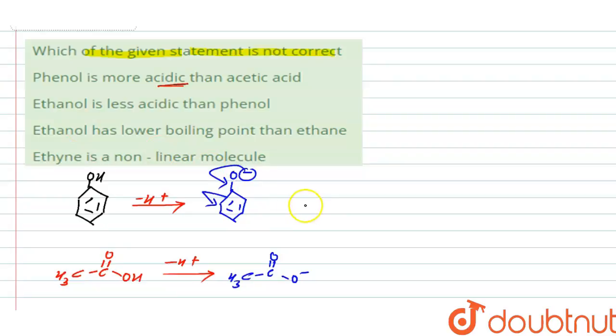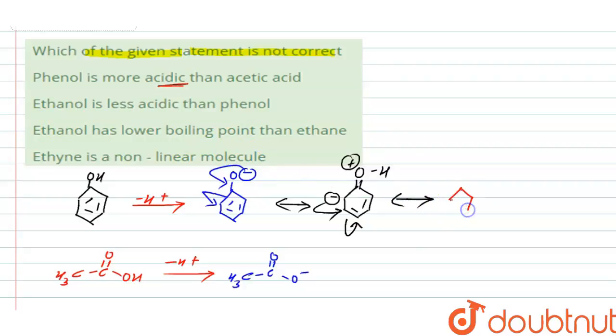The resonating structure which we get over here will look something like this: here we will have a negative charge, here a double bond O, here a positive charge, and here H, and here we will have a double bond. Now this negative charge will shift over here, and in response this bond will shift over here. The next resonating structure which we obtain will look something like this, with double bond O, here a positive charge, and here H. Now here we will get a double bond, here a negative charge, and here a double bond.